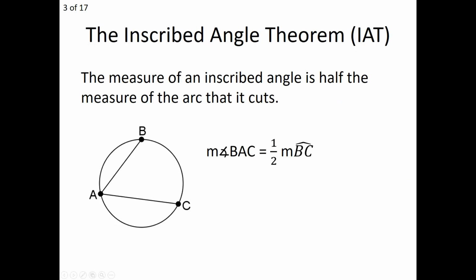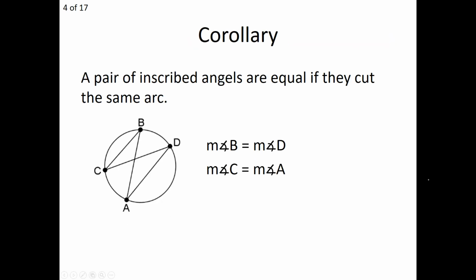Now, we juxtapose that against the inscribed angle theorem, which says that the measure of our inscribed angle is actually half the measure of the arc it cuts. In our diagram below, the measure of angle BAC is equal to half the measure of arc BC. We've also got corollaries of the inscribed angle theorem.